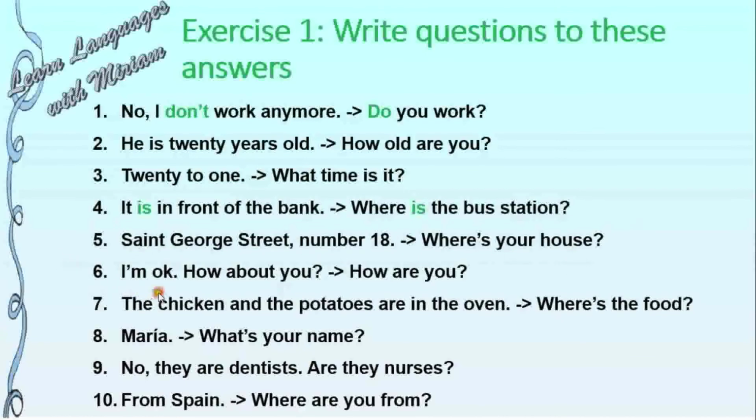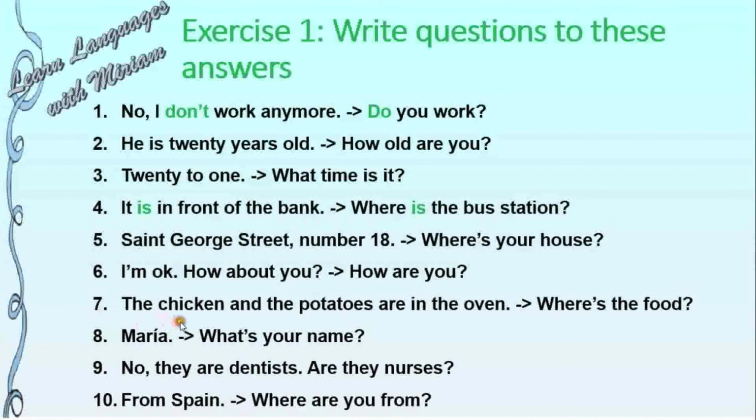6. I'm okay. How about you? So we are asking about how is someone. So first the question how, then the verb to be are, and then the pronoun you.